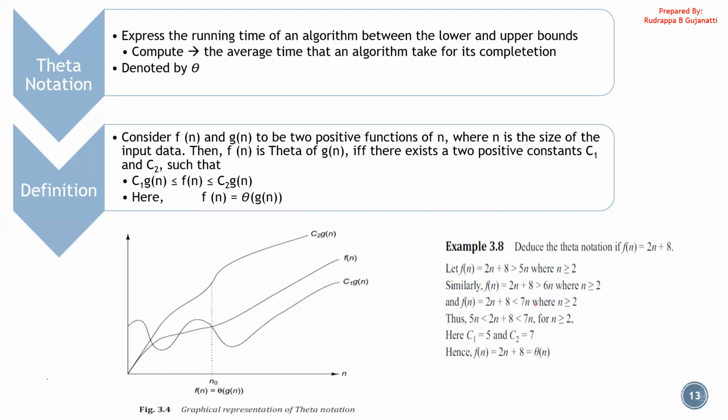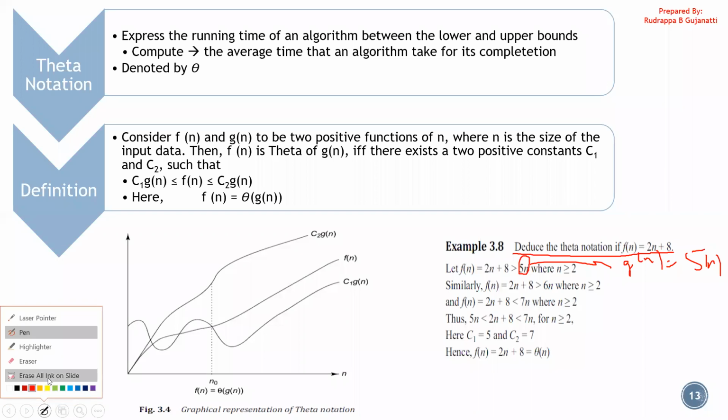So now let us check out one example over here. Deduce the theta notation if f of n is 2 times n plus 8 and g of n, you are considering it as 5n. So now for this function, we need to identify whether f of n can be called a theta notation or not.